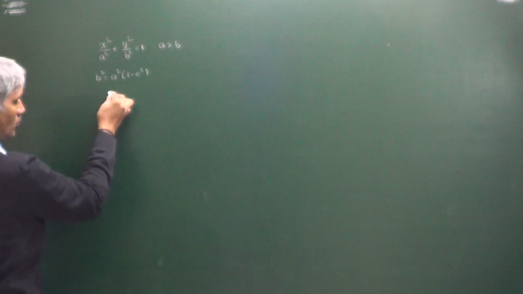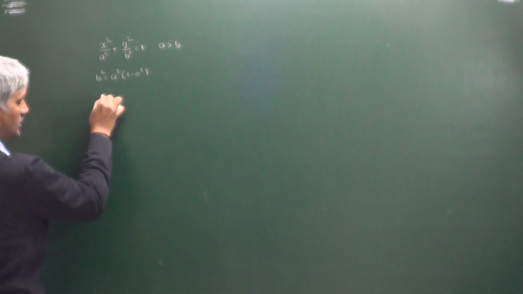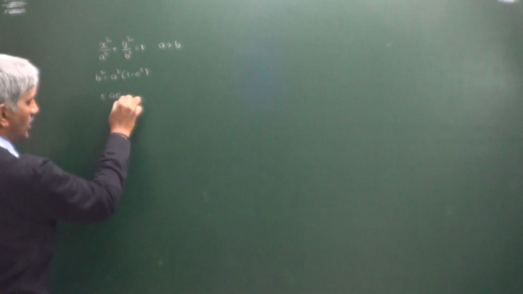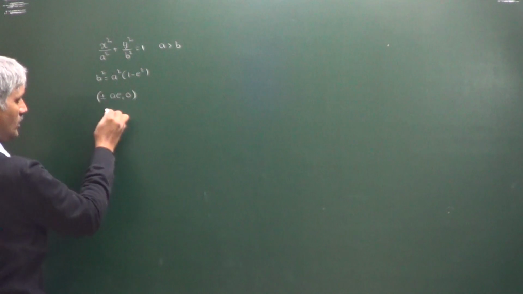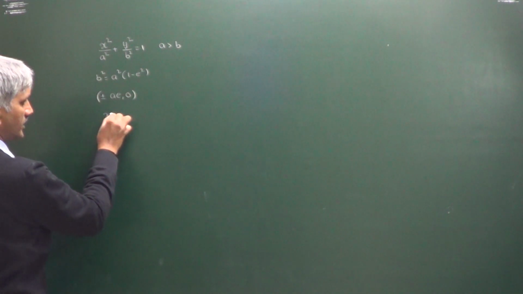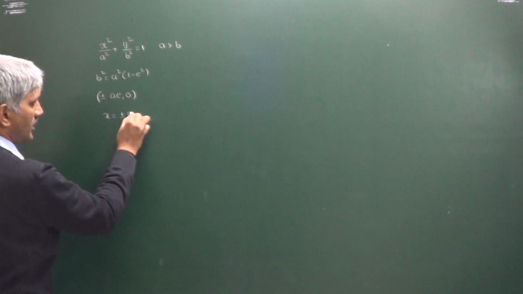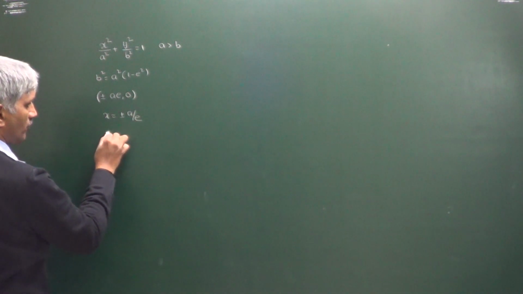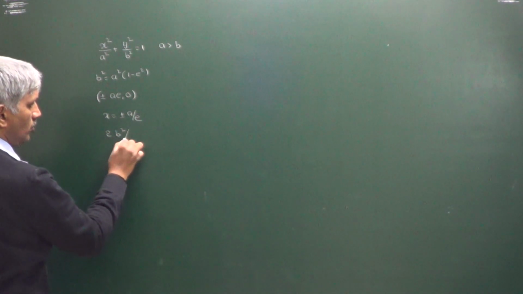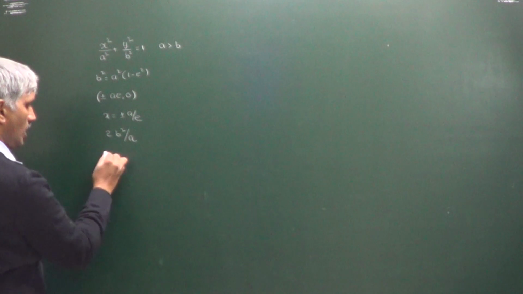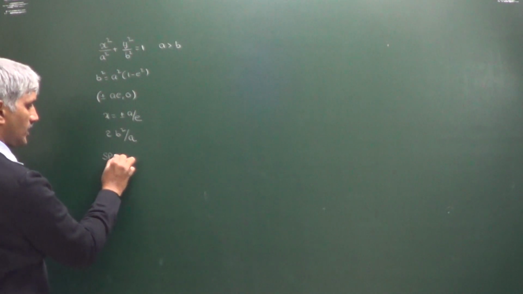The condition we have is b square is equal to a square into 1 minus e square, and the coordinates of the focus are plus or minus ae comma 0. Equations of directrices: x is equal to plus or minus a by e. Length of the latus rectum is equal to 2b square by a.